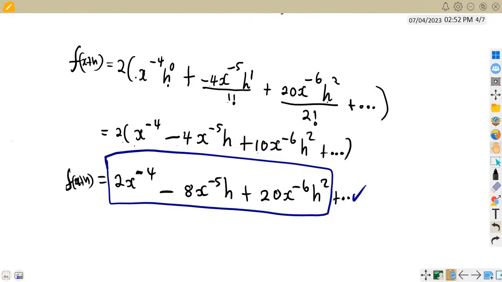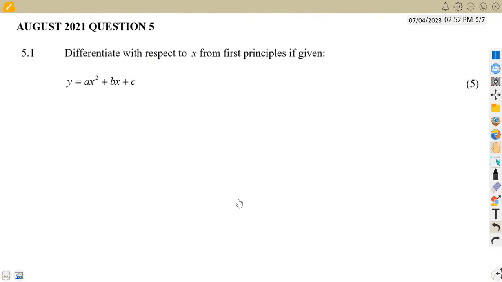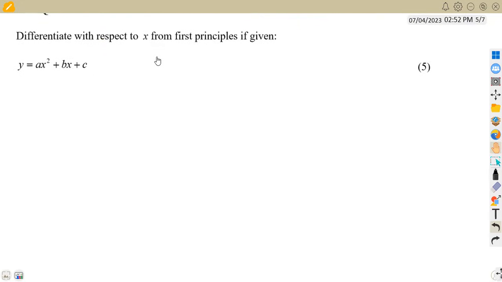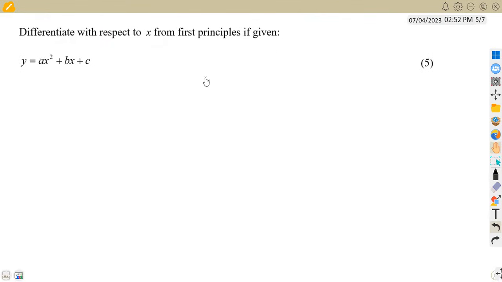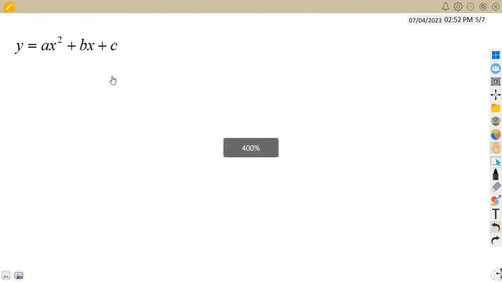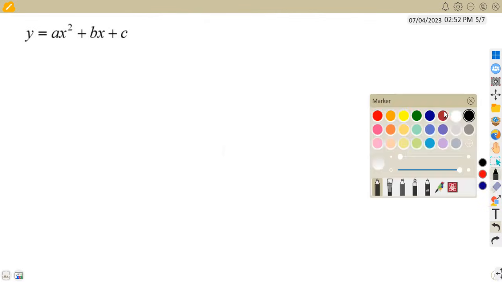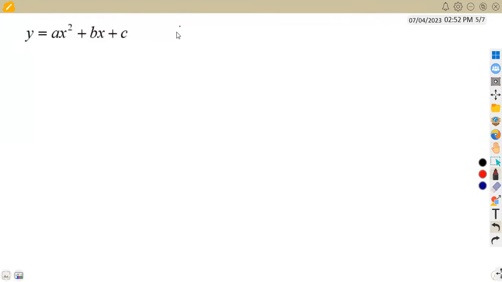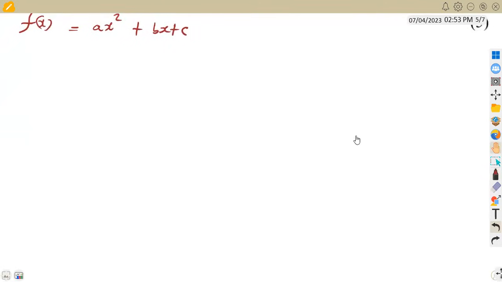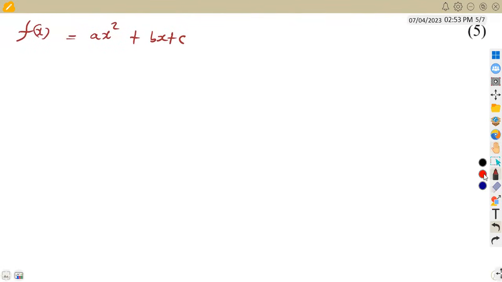All right. Anyways, let us check the other part of our question. This was from August 2021, question number 5. 5.1, we are given to differentiate with respect to x from first principles y is equal to ax squared plus bx plus c. That was 5 marks in this case. So as you can see, it's the same thing, same approach, same way like the previous one. This is our f of x. Our f of x is equal to ax squared plus bx plus c. So all we need is to find f of x plus h, because we are going to need it in our formula.